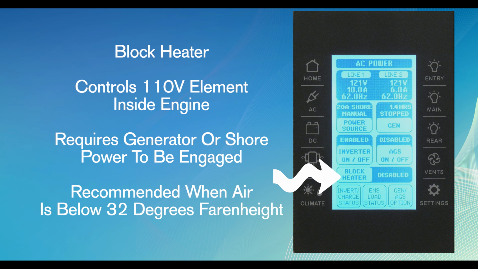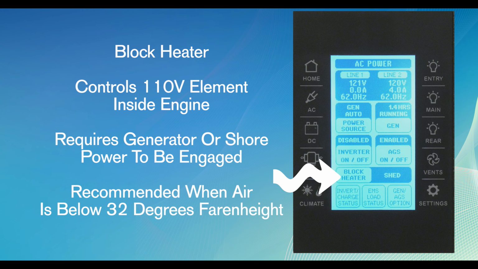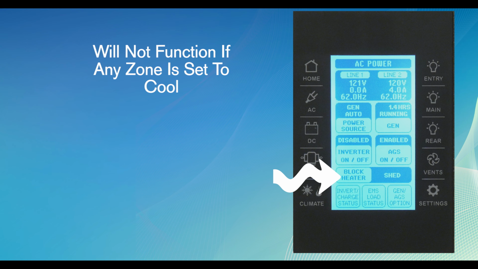The block heater virtual button controls the 110-volt element inside the engine. The block heater requires the generator or shore power to be engaged. The block heater warms the engine oil, making for easier starts in cold weather. The block heater is always recommended before starting when the air temperature is below 32 degrees Fahrenheit. The block heater will not function if any zone of the climate control is set to cool.